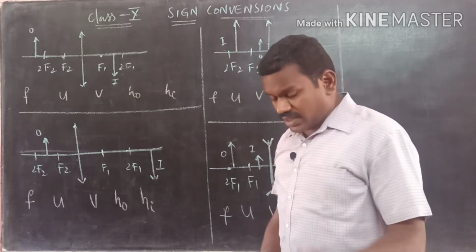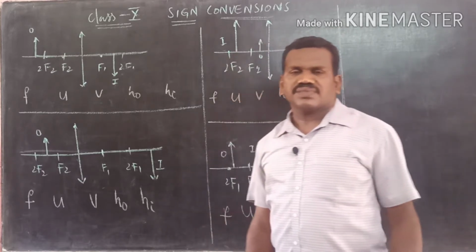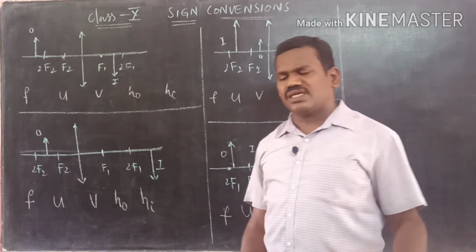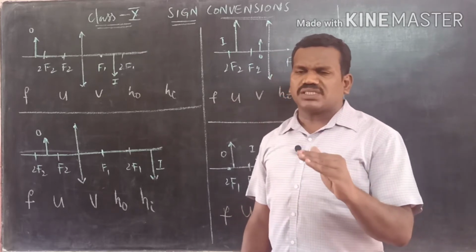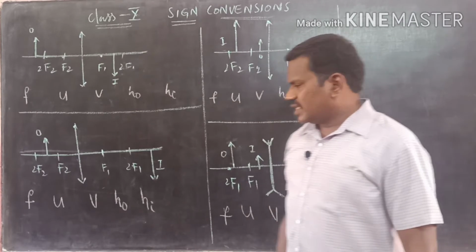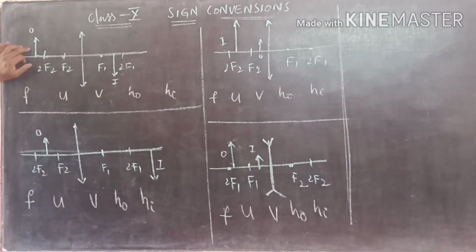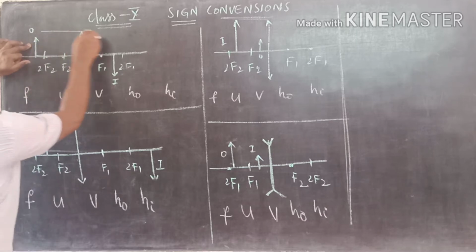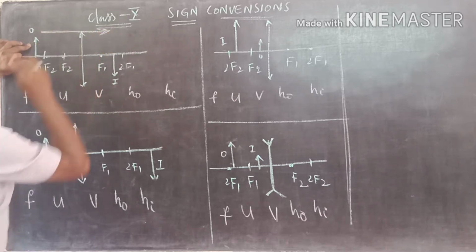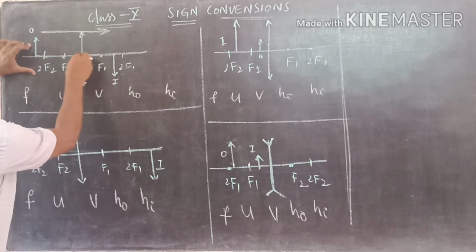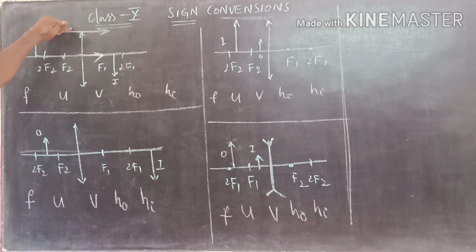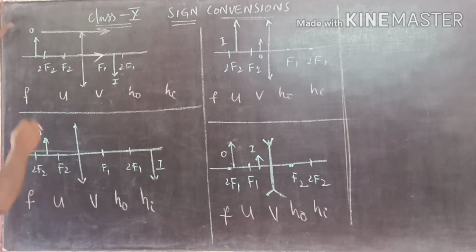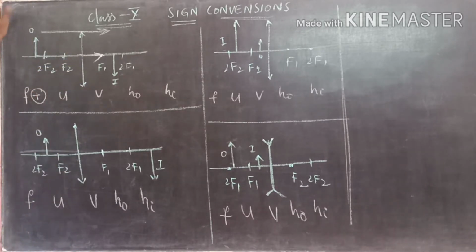Second rule: the distance should be positive if it is in the same direction as the incident rays. The distance should be negative if it is in the opposite direction of the incident rays. Let us consider the first example. Here, from the object the light rays are moving towards the lens. The focal length we are measuring in the same direction. The direction of incident rays and the direction of measurement are the same, so the focal length is considered positive.